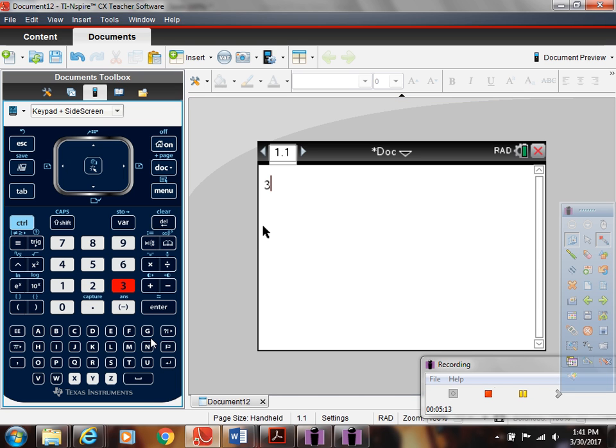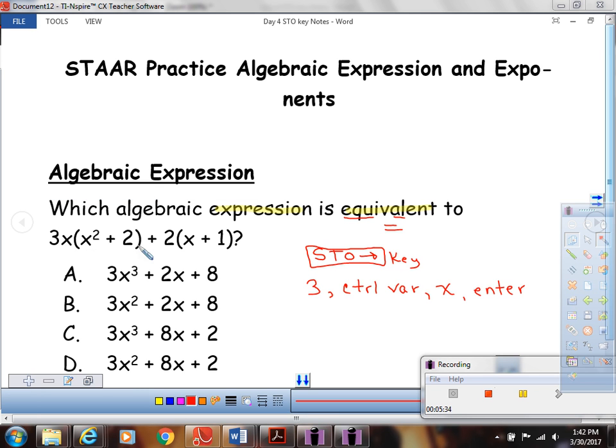Type in the number 3, hit Control Store, or Control Vars, and then hit X, and press Enter. So now the calculator knows you want to plug in a 3 for the X. Whenever it sees an X, it's going to plug in that number. So now let's type the problem, okay? This is a problem right here that I want you to type in exactly the way you see it.